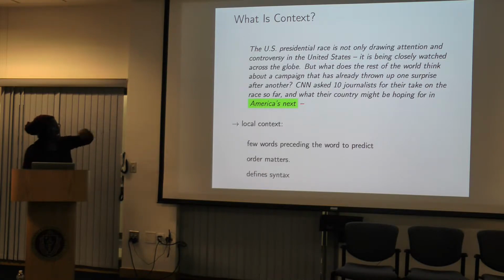Let's read this passage from the past US presidential campaign. It says: the US presidential race is not only drawing attention and controversy in the United States, it is being closely watched across the globe. But what does the rest of the world think about a campaign that has already thrown up one surprise after another? CNN asked 10 journalists for their take on the race so far and what their country might be hoping for in America's next. The goal is to predict the next word. Can someone guess which one it is?